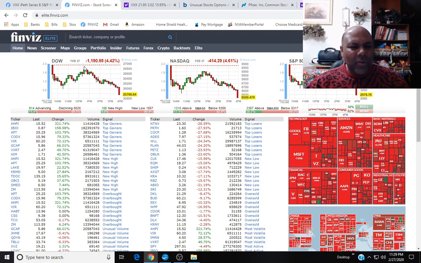The Dow Jones was down 1,190 points, almost 1,200 points in the hole. That's the most that the stock market has fallen in the stock market's history. NASDAQ was down over 414 points in the hole. The S&P 500 was down over 137 points in the hole.